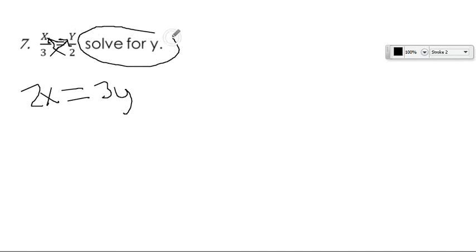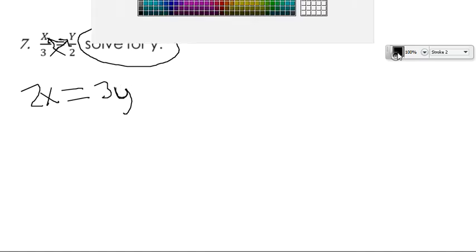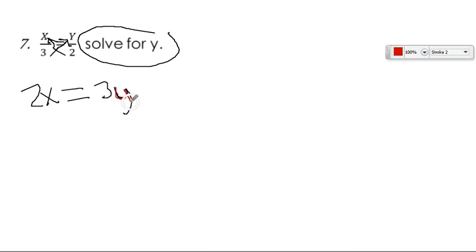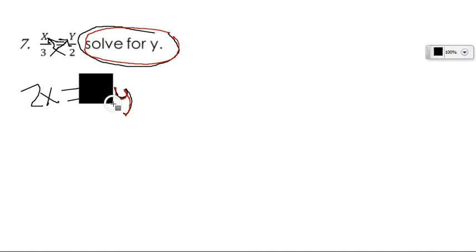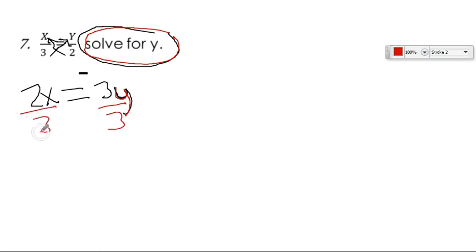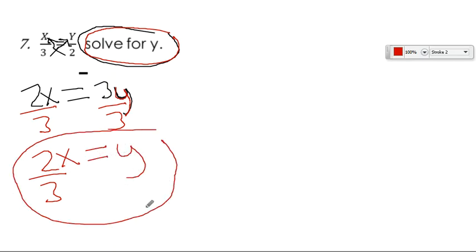And then we're solving for the y, which means we want to isolate the y. We want to get the y by itself. And I'm going to go ahead and put that in a different color. So we're trying to isolate this y, right? We're solving for the y. So in order for the y to be by itself, we're going to have to get rid of this multiplication of 3. So that's easy. We know how to do that. We divide by 3 on both sides. And our solution is that 2/3 times x is equal to y.